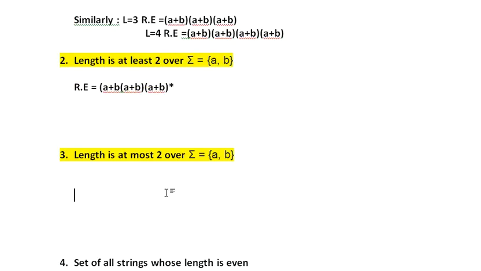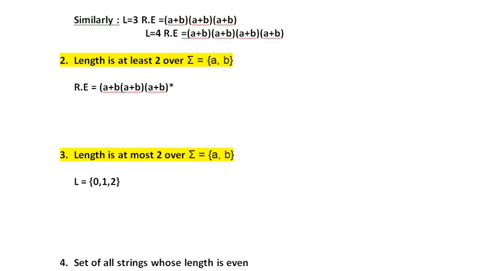So what are the possible combinations that I have in the language? I have length 0, length 1, and at most length 2. At most 2 means what? How many times can we have? We can have a maximum length of 2, not more than that.